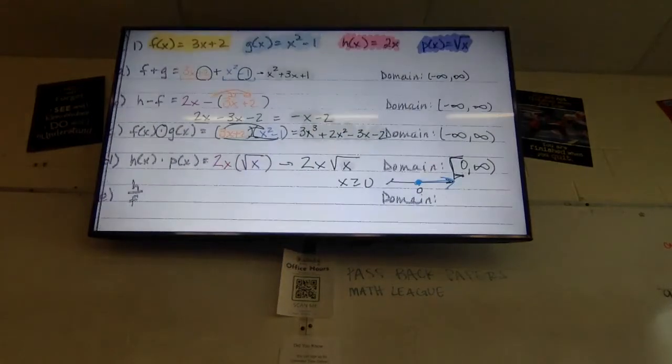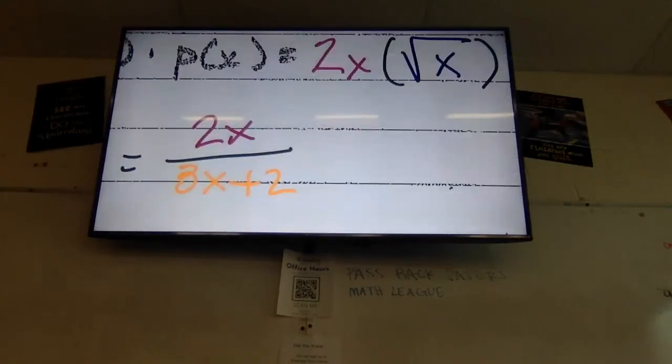All right, and then my last one says h over f. So we're going to do 2x divided by 3x plus 2. 2x divided by 3x plus 2. Okay. Am I allowed to simplify this? No. Why not?